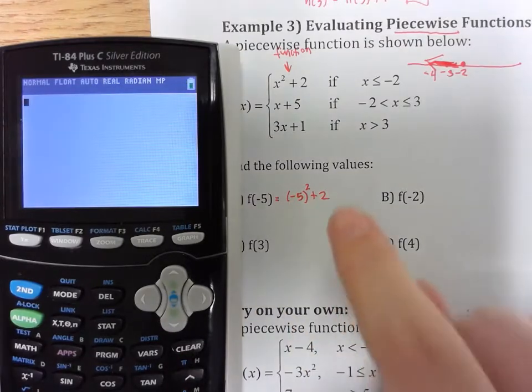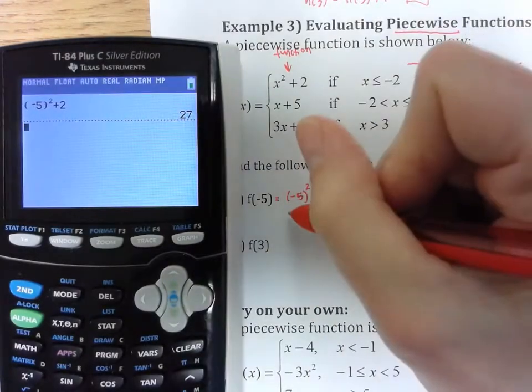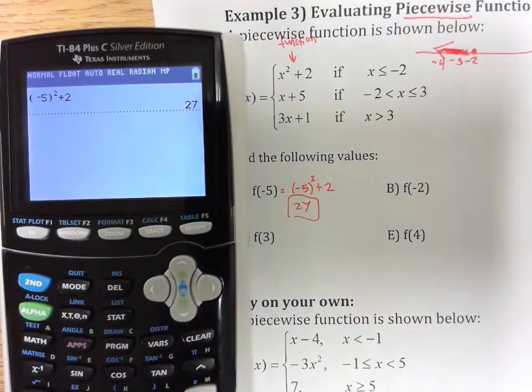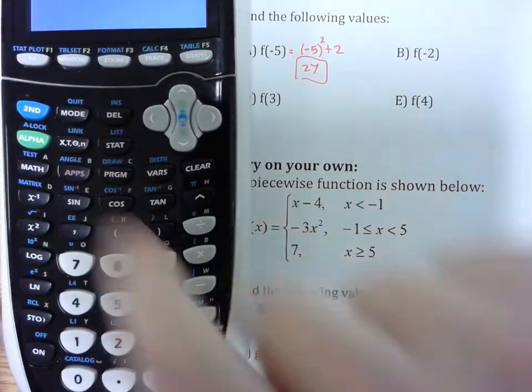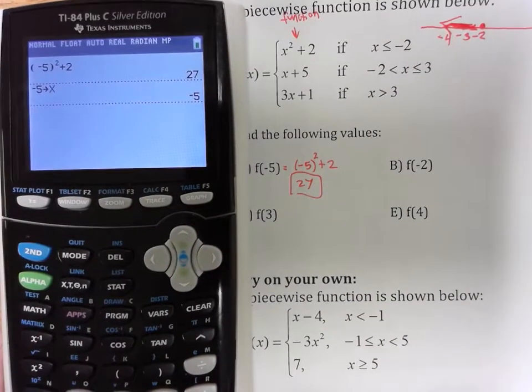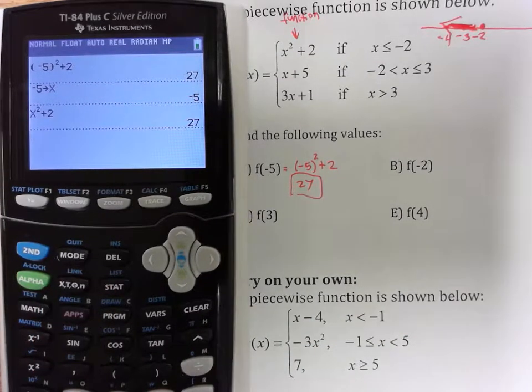So that's why parentheses are super important. 25 plus 2 is 27. If you really don't like it, then do this: -5, store x, enter. Then you can say x squared plus 2, 27.